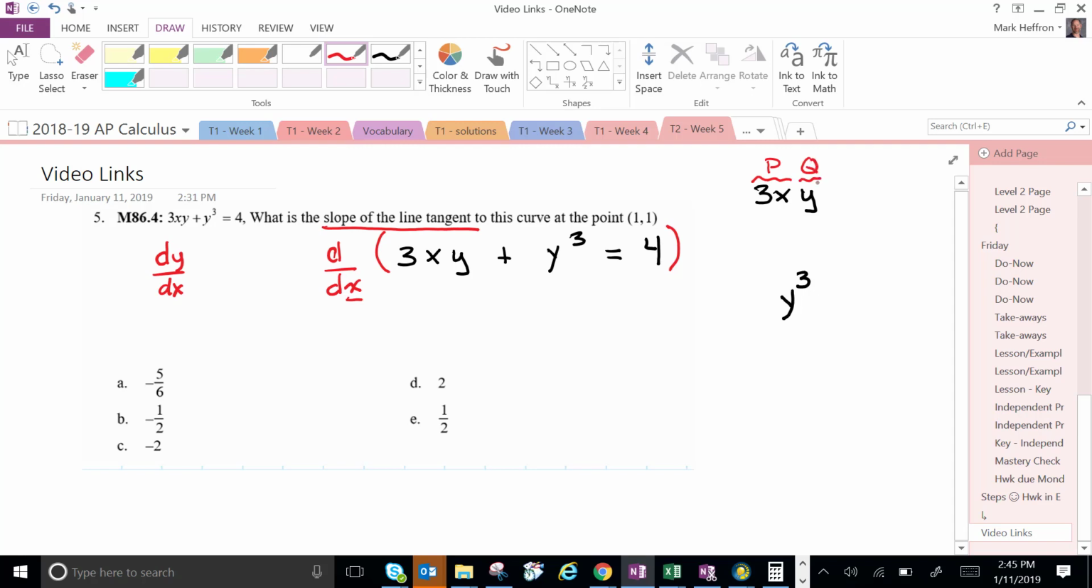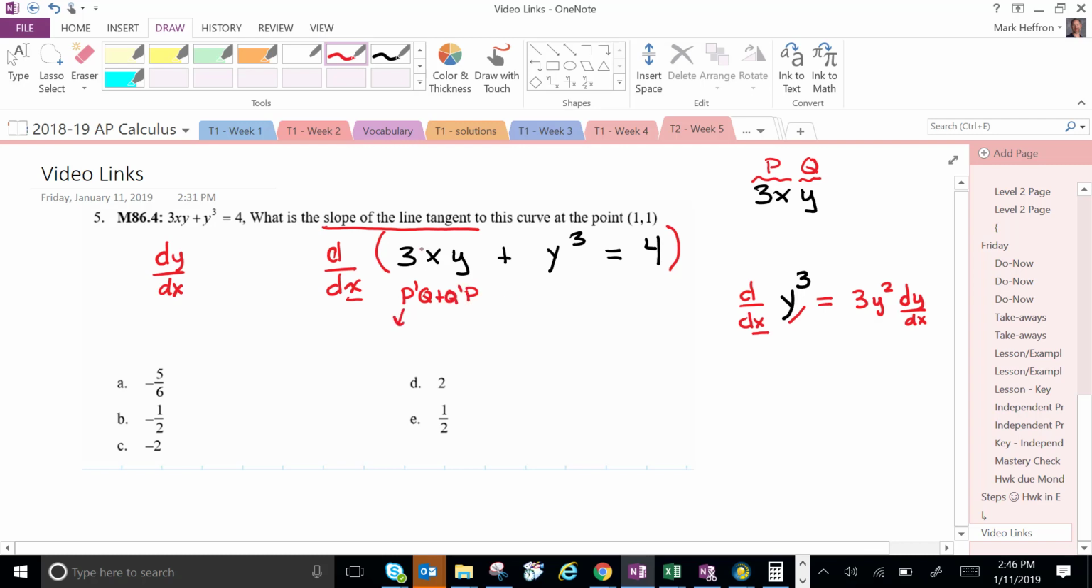with two terms p and q, and when I differentiate y cubed with respect to x, the 3 will come down and we'll have 3y squared. But since we're taking the derivative of y with respect to x, we have a dy/dx term. And so here this first one is p prime q plus q prime p.